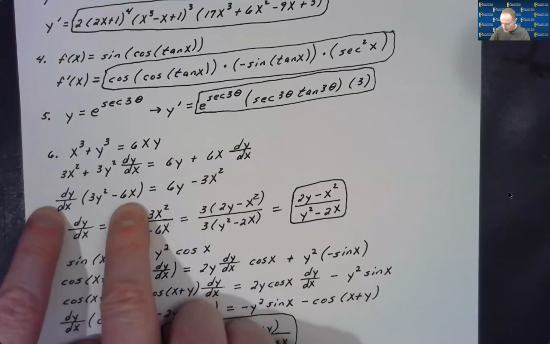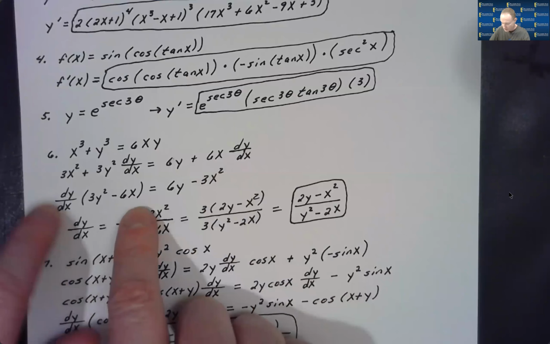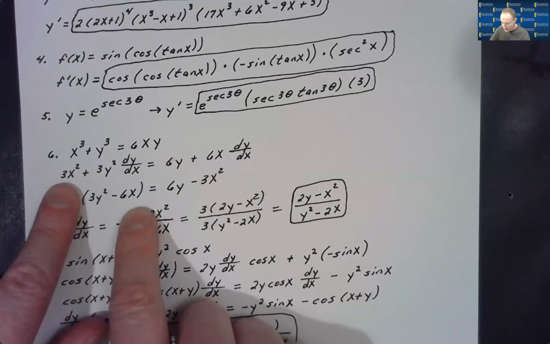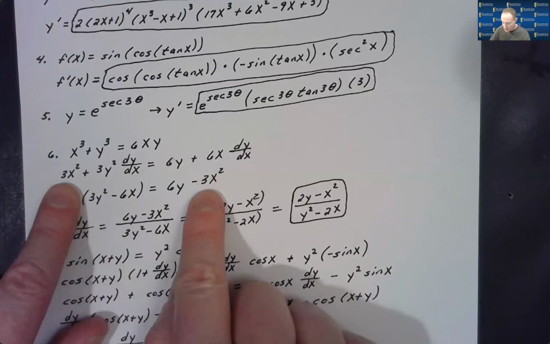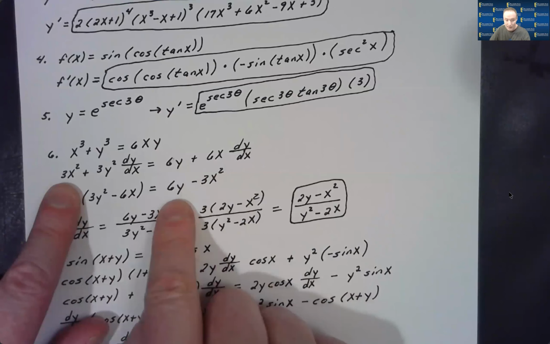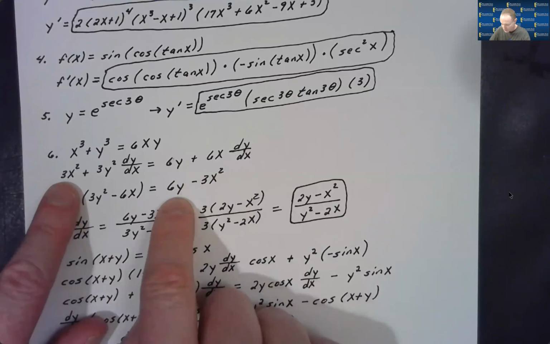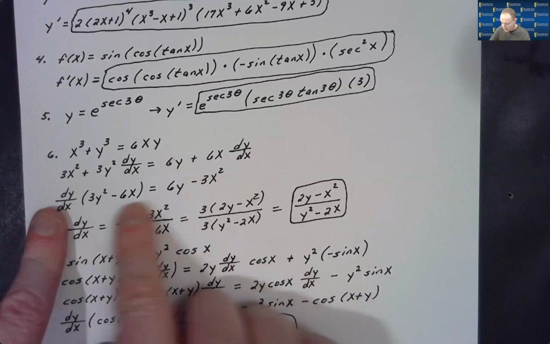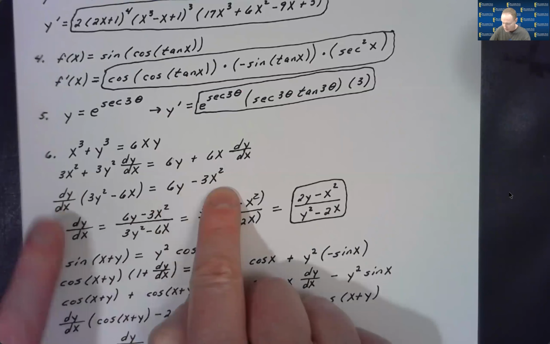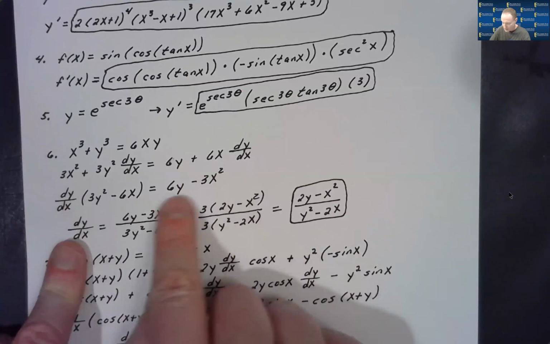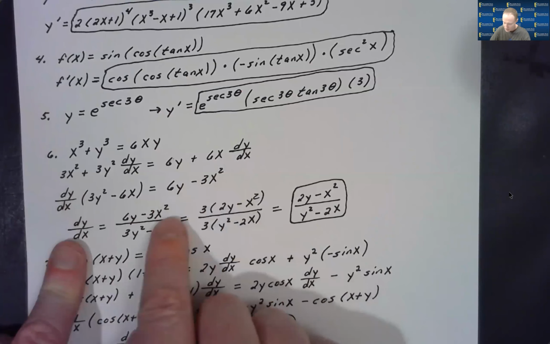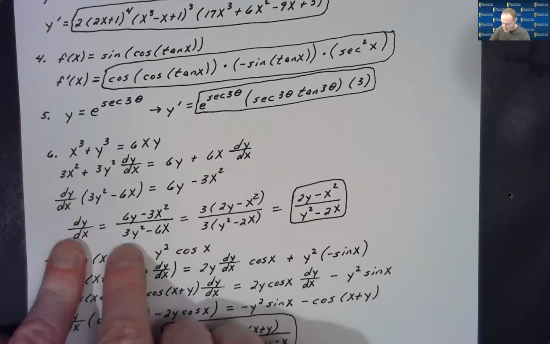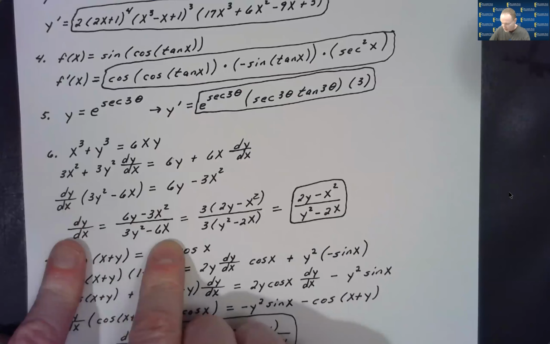The terms without a dy dx move to the right, which is just the 3x squared. When it moves to the right, it becomes a minus 3x squared, subtracting the existing 6y that was already on the right-hand side. Now, dy dx times this group is equal to this group. So I can say, then dy dx is equal to what was on the right, 6y minus 3x squared, divided by 3y squared minus 6x.